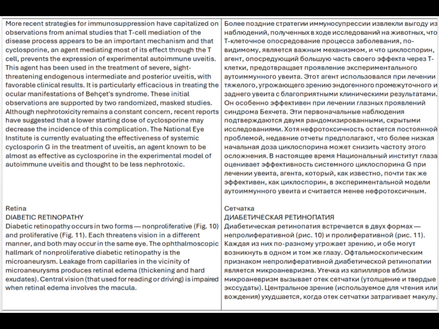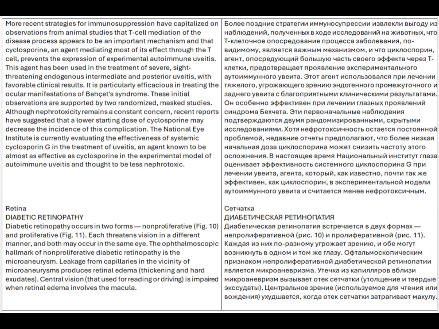More recent strategies for immunosuppression have capitalized on observations from animal studies that T-cell mediation of the disease process appears to be an important mechanism, and that cyclosporine, an agent mediating most of its effect through the T-cell, prevents the expression of experimental autoimmune uveitis. This agent has been used in the treatment of severe, sight-threatening endogenous intermediate and posterior uveitis, with favorable clinical results. It is particularly efficacious in treating the ocular manifestations of Behcet syndrome.